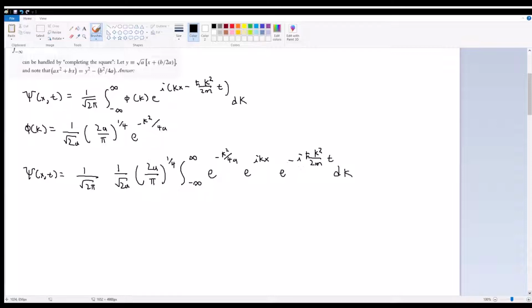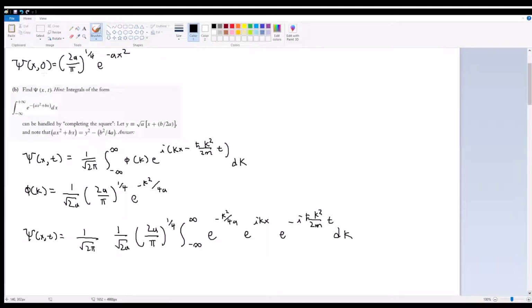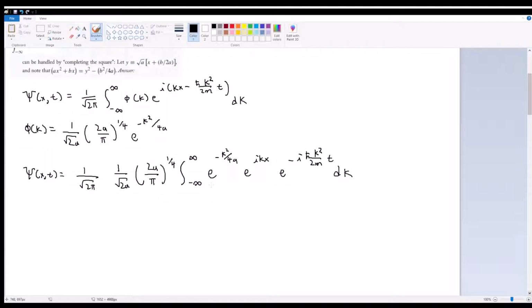And the reason why I'm writing that like this is that this can be massaged into the same form as the hint gave, which is e to the negative ax squared plus bx, but this time in terms of k, and we have to do this whole completing the square thing all over again, but this time in a much more complicated setup. So let's rewrite this a little bit and make this a little bit neater. This can be rewritten as 1 over 2 square root of pi a times 2a over pi to the power of 1/4. And once again, I'm going to redefine this just as a constant to save my wrist a little bit.